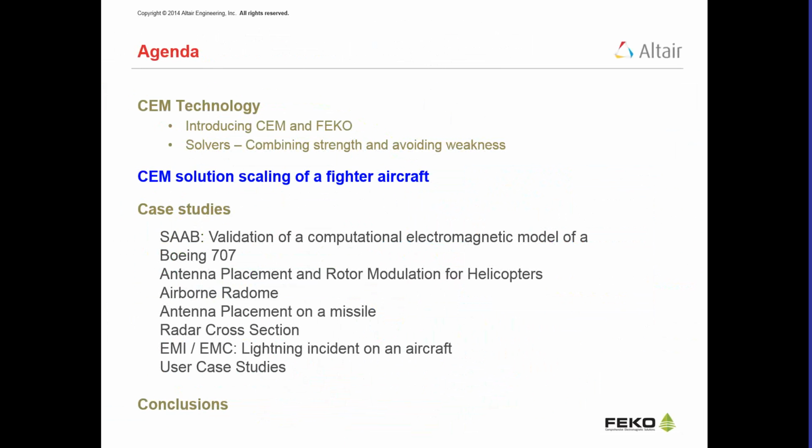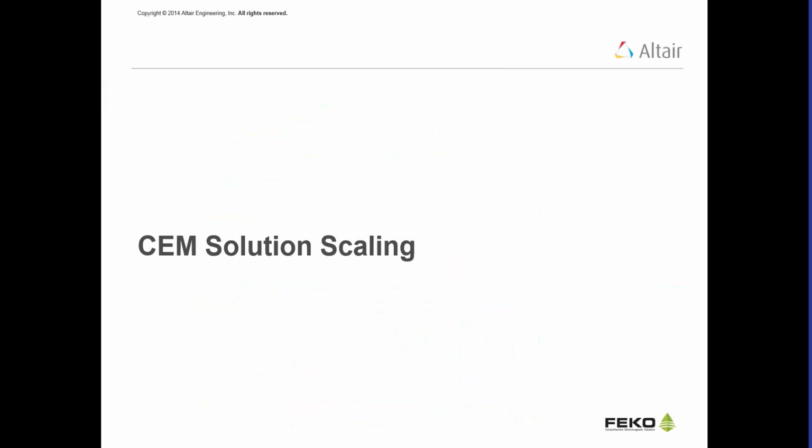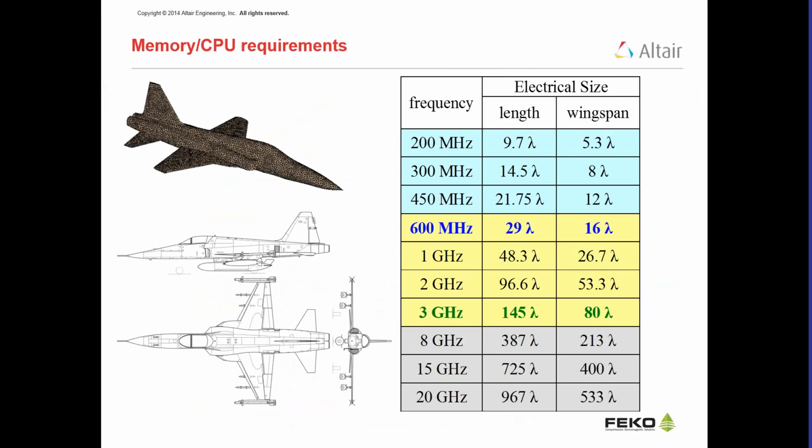So let's look at the solution scaling. Now that we have all these methodologies in FEKO, how do they scale with the electrical size of the problem? For the solution scaling, we picked a representative fighter aircraft here, and whatever the size of the aircraft, the length and wingspan are represented in electrical length, because this is the critical thing that creates the memory requirement for the problem to be solved. The larger the electrical size, the more memory is required.